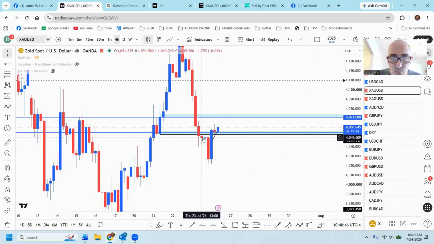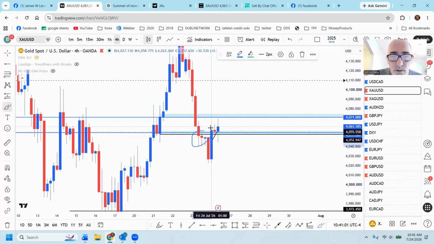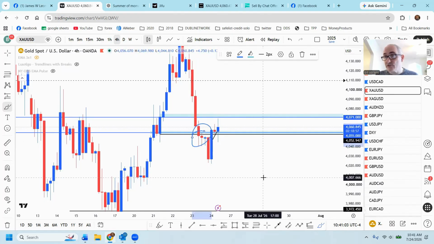And what happened here, this 1 p.m. candle, it's a 4-hour candle, so it didn't close till 5 p.m. Eastern time last night, end of day. This candle opened and closed below there. And once that happened, I am now bullish. I'm sorry, I am now bearish on gold.